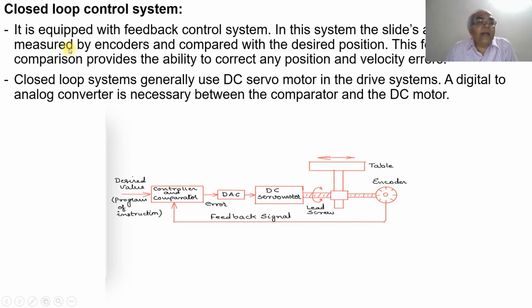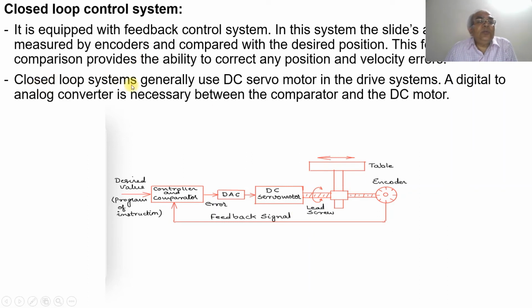This feedback comparison provides the ability to correct any position and velocity errors. So this feedback is again fed into the controller or comparator, wherein that error will be rectified in the digital to analog converter, and then it goes to the DC servo motor, and then it proceeds with the value.